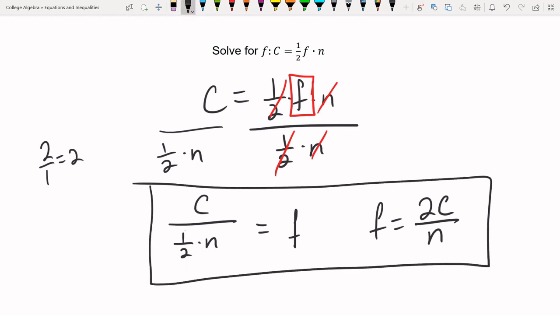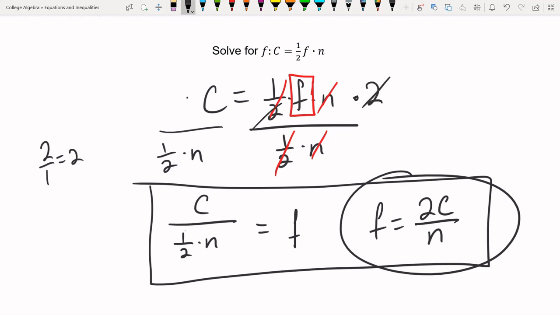The 2c over n, that's a cleaner way of writing it. But you can get that by just multiplying the first equation by 2, because that also cancels with the 2. There's lots of different ways of doing these types of problems. Just get the variable by itself using proper algebra, and try and simplify it if you can. That's what I would recommend.